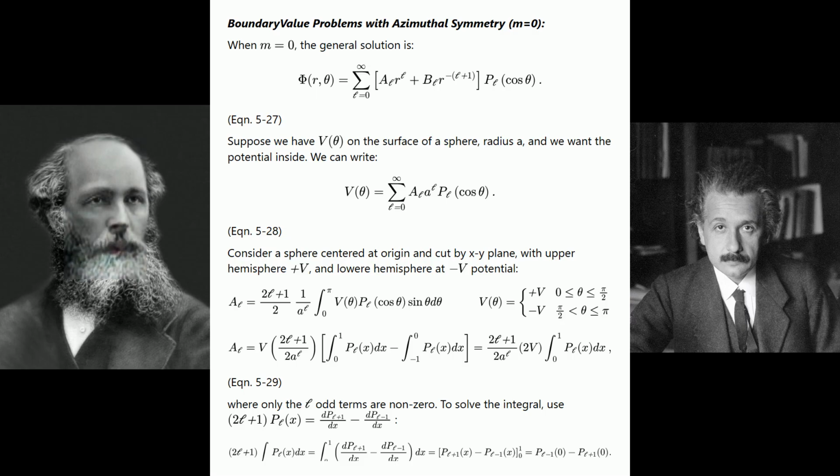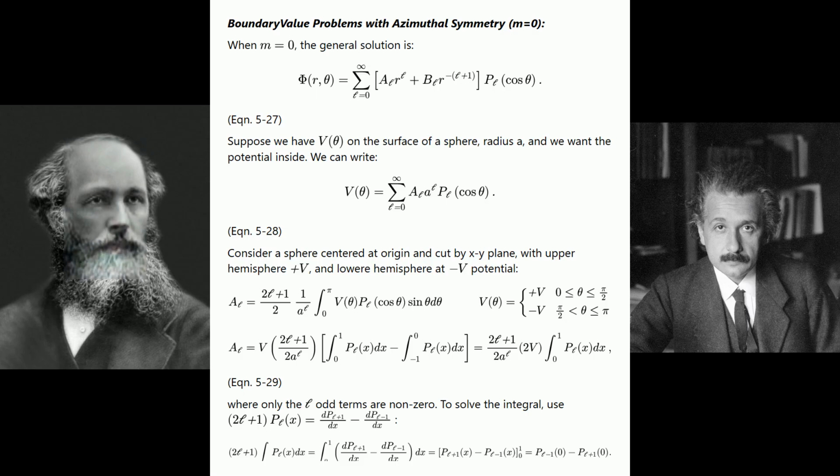Consider a sphere centered at the origin and cut by the xy plane, with the upper hemisphere at positive V and the lower hemisphere at negative V potential. See equation 5-29 that follows, where only the odd ℓ terms are non-zero. To solve the integral, use (2ℓ+1) P_ℓ(x) equals dP_(ℓ+1)/dx minus dP_(ℓ-1)/dx.